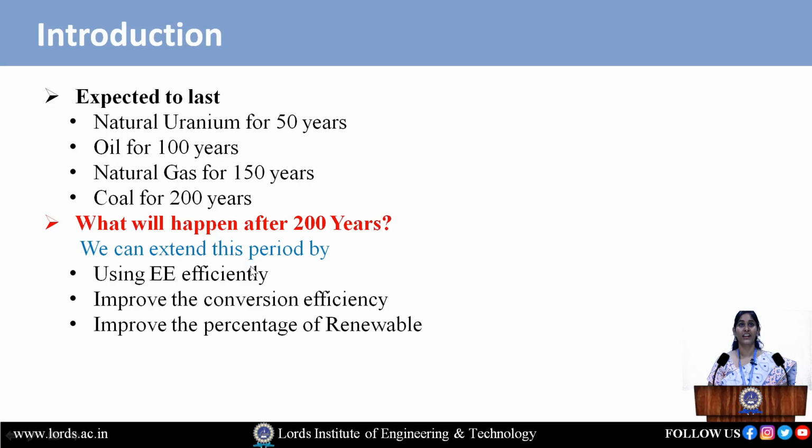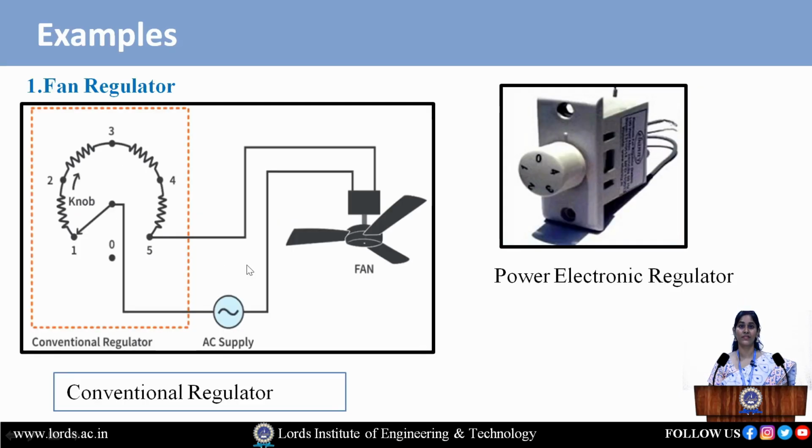I would like to share 2 examples with you regarding power electronic circuits. The first example is the fan regulator. If you see the conventional fan regulator, you can see the first circuit diagram. There are resistors connected in series to control the speed of the fan. If I want to control the speed of this fan, I have to adjust the knob from 1, 2, 3, 4, 5 like that to change the speed of the fan.